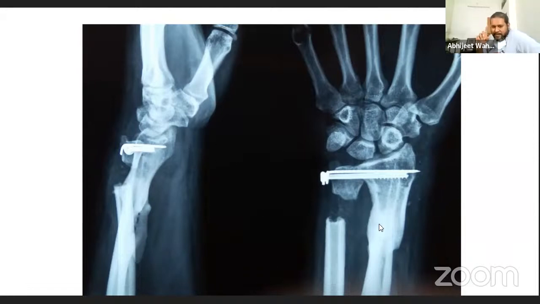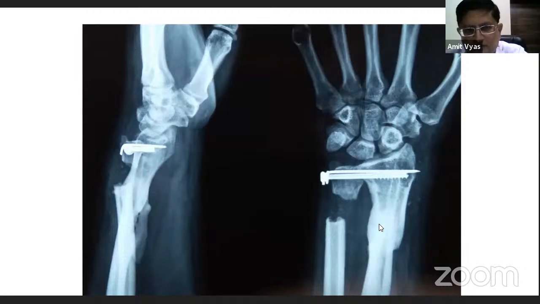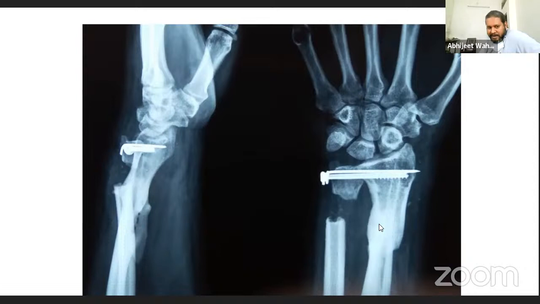Can I interrupt and make a quick point here? Yeah. So this is the point. In an otherwise normal radius, this DRUJ with this Sauvé-Kapandji would have been okay. But when there is a volar angulation of the radius, the ulnar head is a little bit more dorsal than it should be in the lateral view. So I would rather have wanted it to be a little more volar. Second is, have you done anything for the proximal stump of the ulna to stabilize it? No, I have not done anything. Okay, all right. But I think it's a very reasonable procedure to do, and this is perhaps the best that could have been done for it.